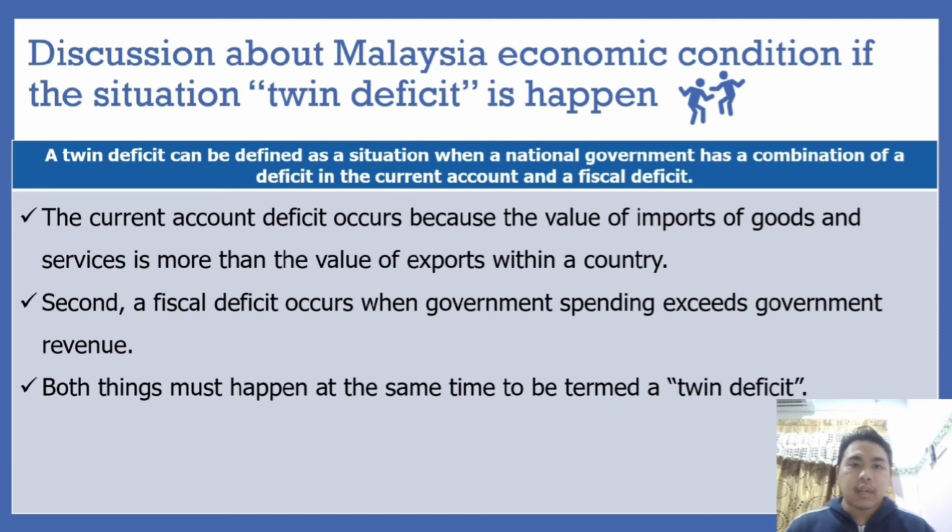Firstly, the current account deficit occurs because the value of imports of goods and services is more than the value of exports within the country. It means the country's economy is importing more than it is exporting. Secondly, a fiscal deficit occurs when government spending exceeds government revenue. It can mean the country's government is spending more money than it is generating. So both of these things must happen at the same time to be termed a twin deficit. It can also be called a double deficit. Over the long term, it may cause the nation's currency to devalue.